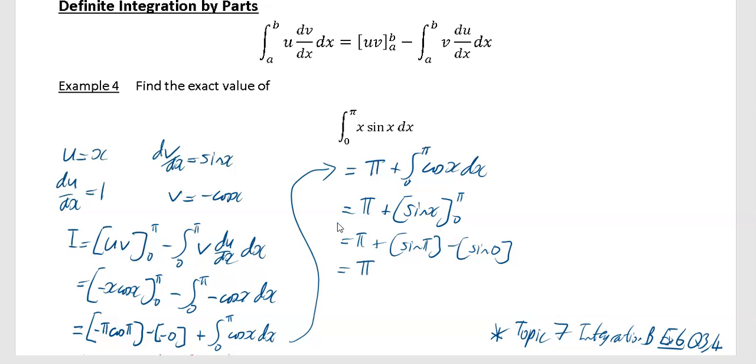And that's it. You're now ready to do topic 7, integration B, exercise 6, the same exercise as you were doing in the last one, I think it was indeed, but this time it's questions 3 and 4, which are definite integration.